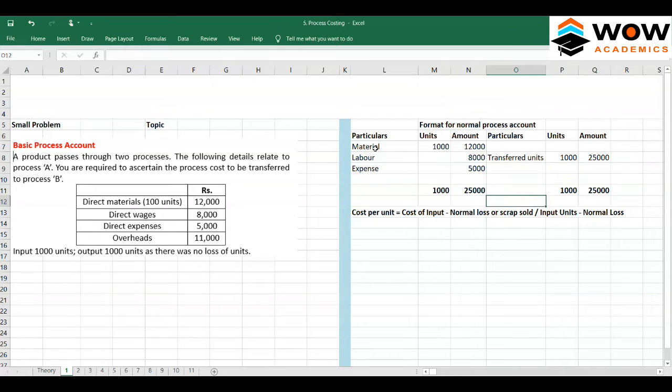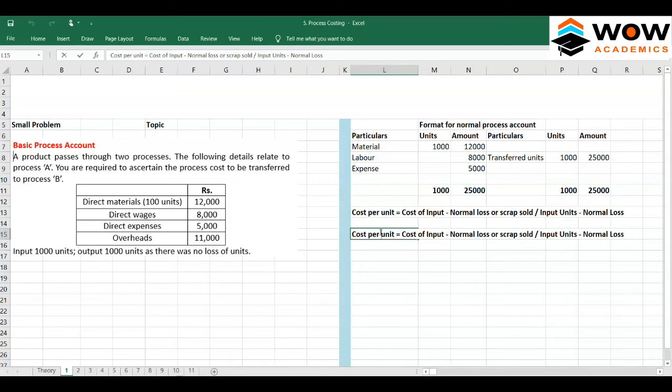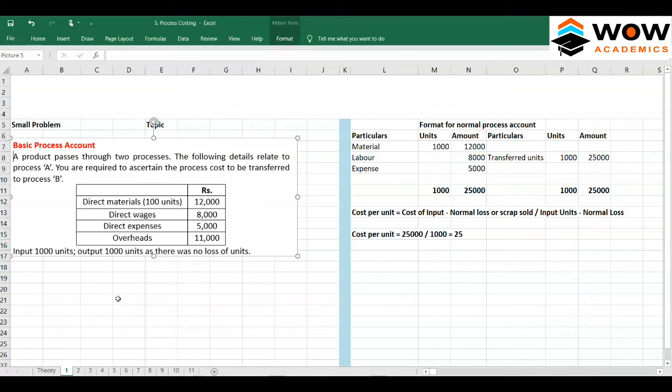Now we have to find out the cost per unit of the transfer. So the cost of input is 25,000. There is no normal loss or scrap, and the input units is 1,000, and there is no normal loss units. So the answer would directly come to 25. This is for per unit. So cost per unit is 25. We can just put it there. So that's about this sum. You might get this kind of a sum for 2 marks or something like that. So we'll move on to the next sum. Each sum would be incrementally a little bit different. So that's how we are going to do.